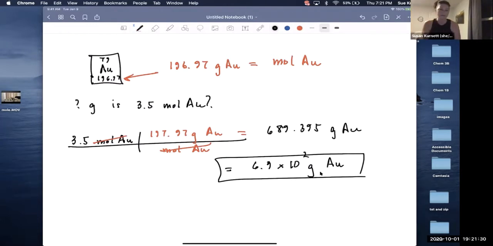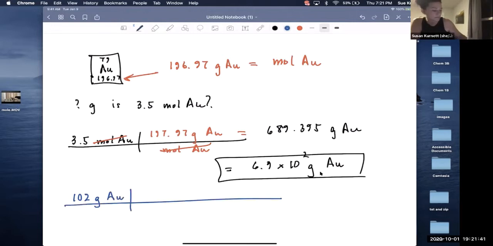This time, let's start with grams and figure out how many moles that is. So what if we had, I don't know, 102 grams of gold, and the question was how many moles? Oops, that's not right, is it? It's 196, right?